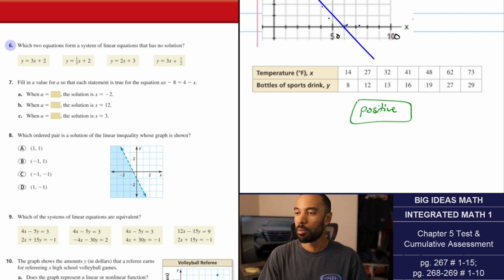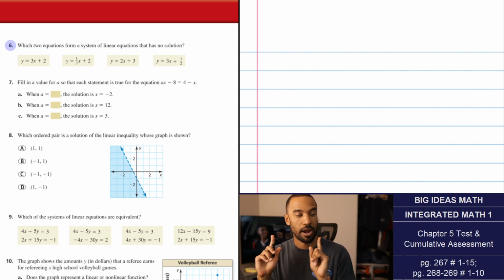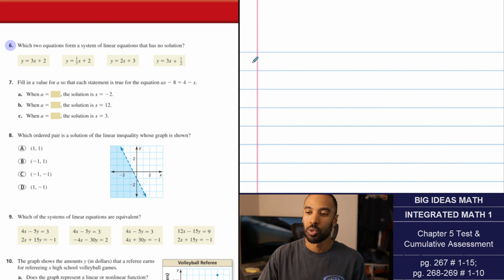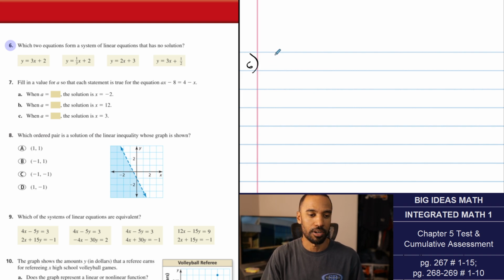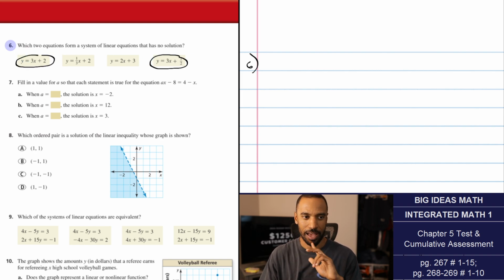Totally not. All right, number 6. Which two equations form a system of linear equations that has no solution? We're trying to find ones that are parallel. If they're in slope-intercept form, we're trying to find two that are parallel and have different y-intercepts. Same slope, different y-intercepts. Y equals 3x plus 2, y equals 3x plus 1/2 have the same slope and different y-intercepts. So these are the ones that have no solution.